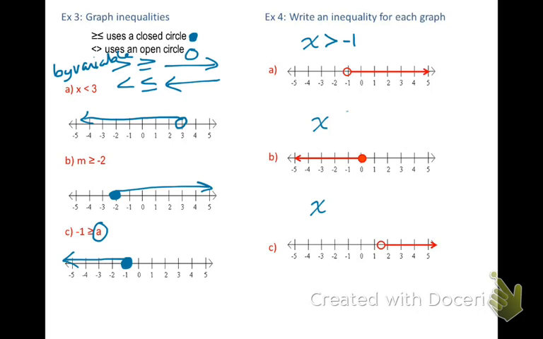B, it's a closed circle, and the arrow goes to the left, so it's smaller than. And then it's a closed circle, so I have an equal sign with it. And then I look at the number, and that's 0. Next, the arrow is going to the right, so it's a greater than sign. And it's open, so you leave it without an equal sign. And then, it's between 1 and 2. If you're not sure exactly, just go with a half. So you can put 0.5 or x is greater than 1/2. Either one will work.